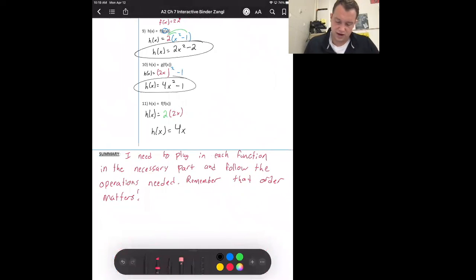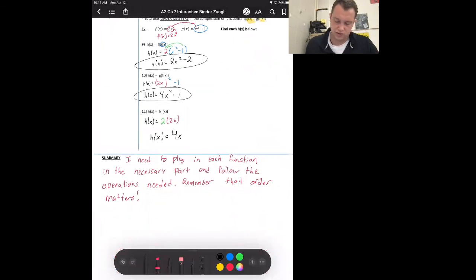For our summary for today, it says I need to plug in each function in the necessary part and follow the operations needed. Remember that order does matter. Okay, we'll get some more time with this together.